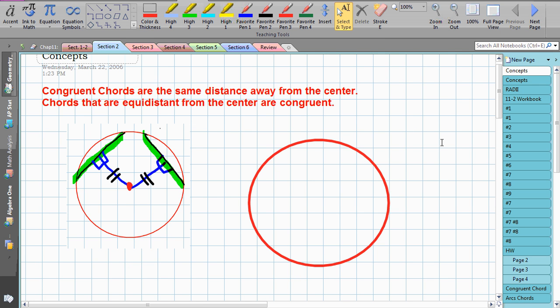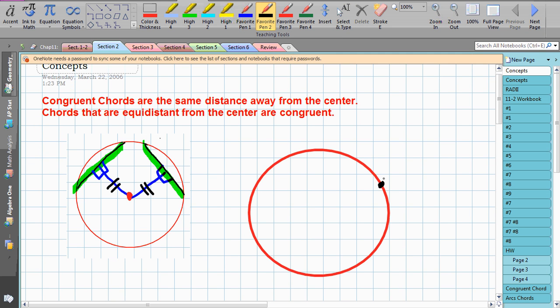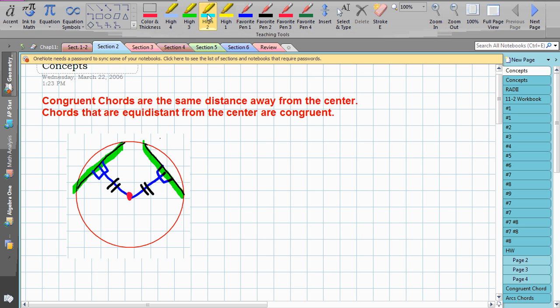Okay, let's get started. We are going to break down some of the theorems related to chords. Remember what a chord is. A chord is a segment that starts on one part of the circle and goes to any other part of the circle. Sounds pretty basic, but let's see what's in store.